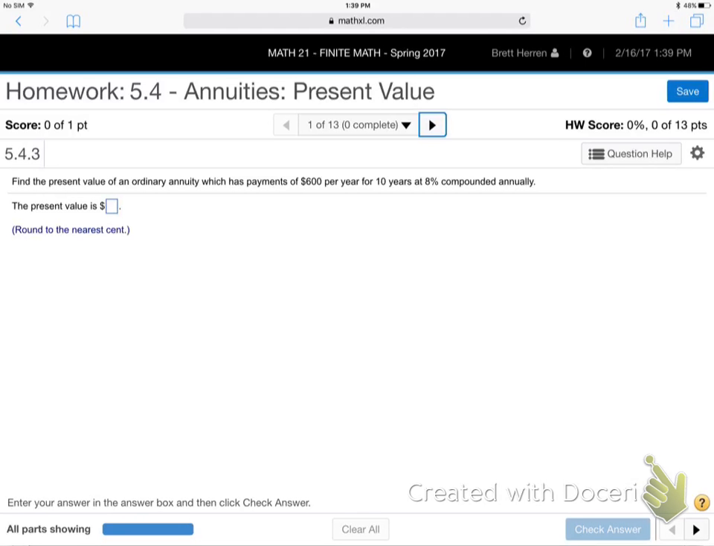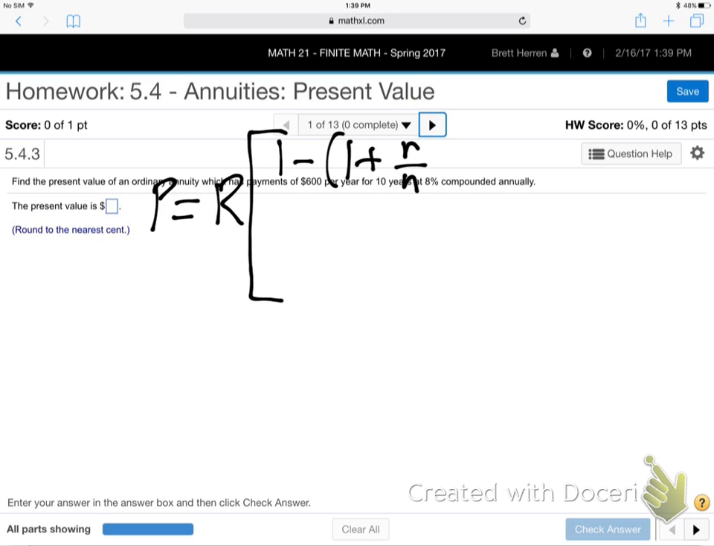With all that said, let's just solve these problems. So we need a new formula. You can write these on your 3x5 card. Here we go. P for present value equals R. Last time we used S, I don't know why they use S, but it was future value. Okay, 1 minus 1 plus R over N to the minus NT all over R over N.